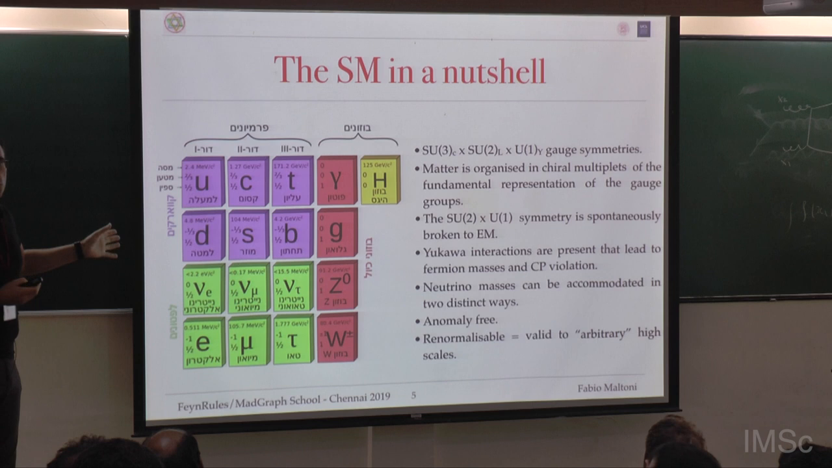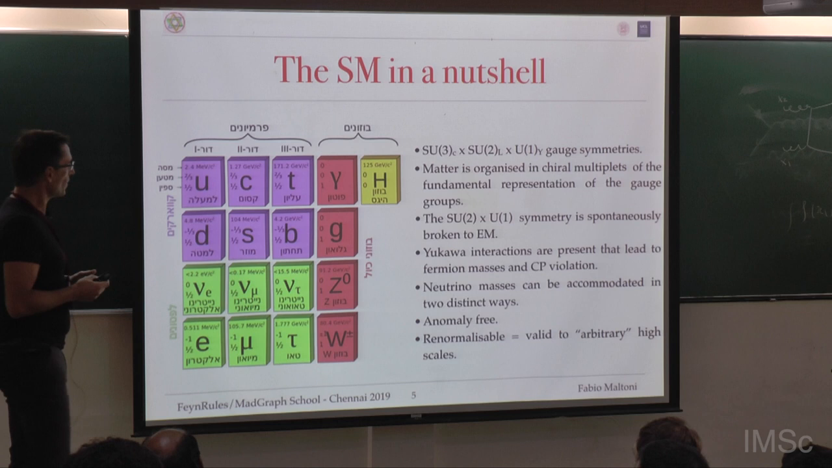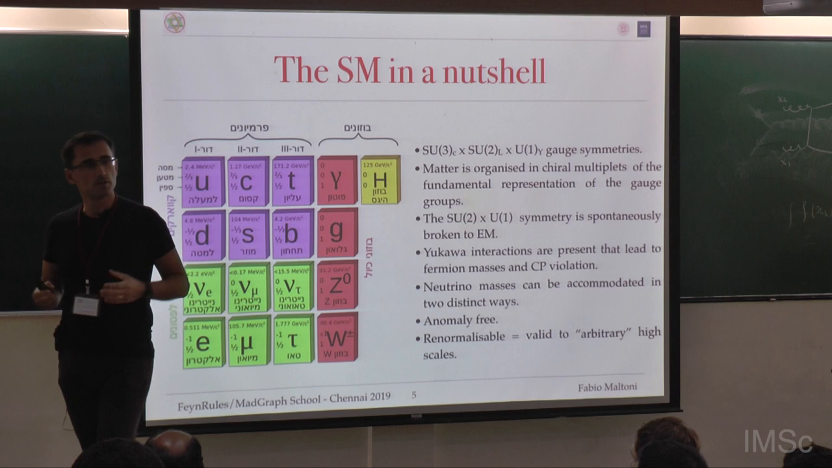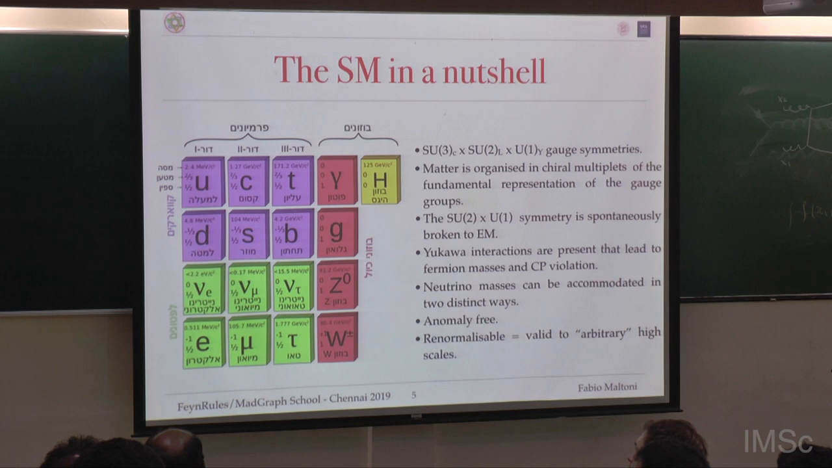The other point, which is extremely important and has always been sold to all of us as the greatest feature of the standard model, is the fact that it's a renormalizable theory. Right? We have always been taught in school that the standard model is valid to arbitrary scale, and this is a fantastic property of our theory.